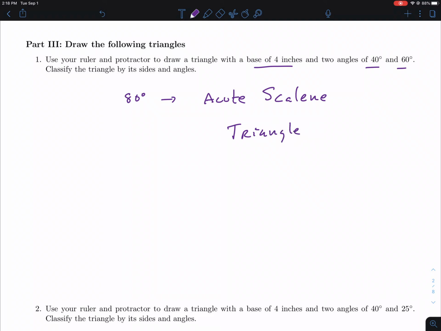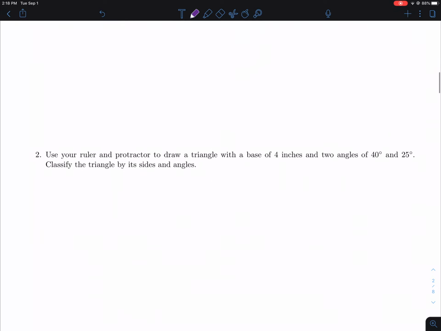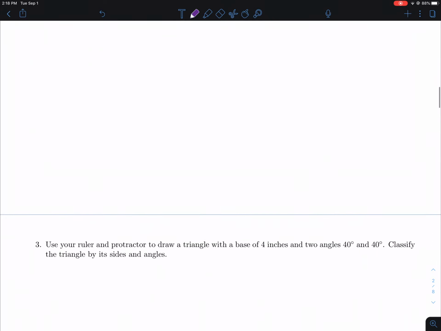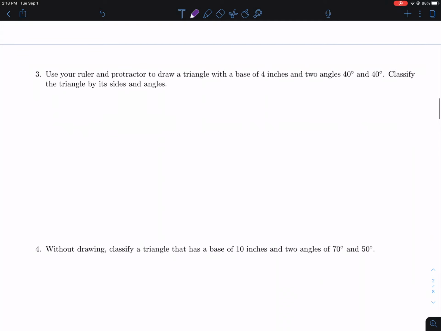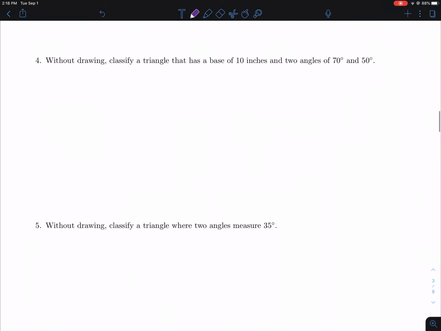And so if you did this on the app, or if you were lucky enough to have a protractor at home, you could draw this right on the paper. If you use the little app, take a picture of it and maybe put the picture in the document so that you've got a reference of it. So on your own, try number 2, see how you do on that one. And try 3, try 4, and try 5.